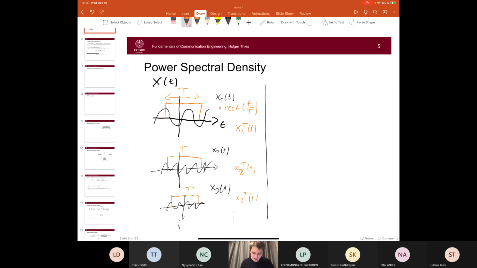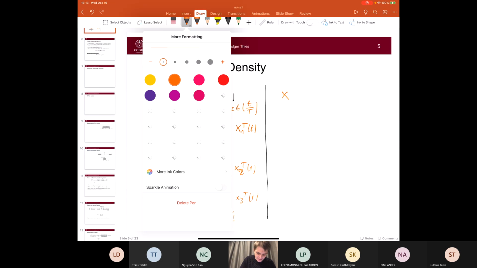And all those functions now will have a Fourier transform, right? Because they are finite functions, and we can compute the Fourier transform of them. So let's look at the Fourier transform of each of those functions.